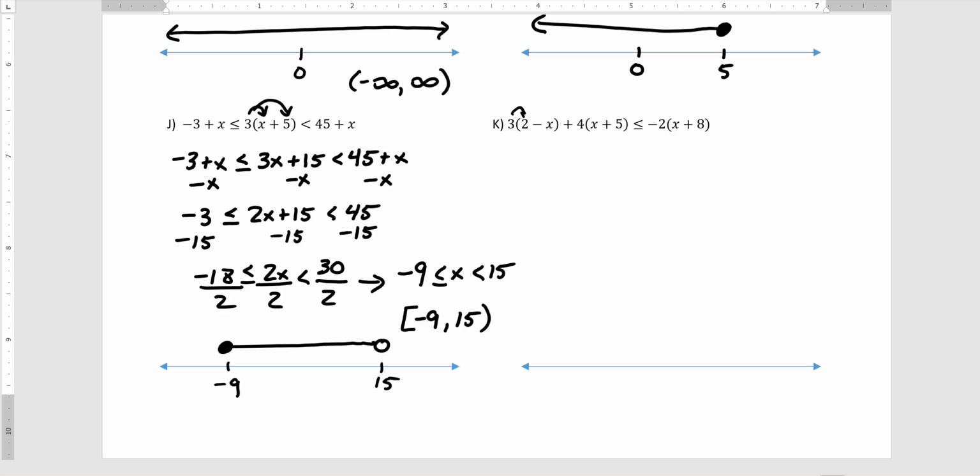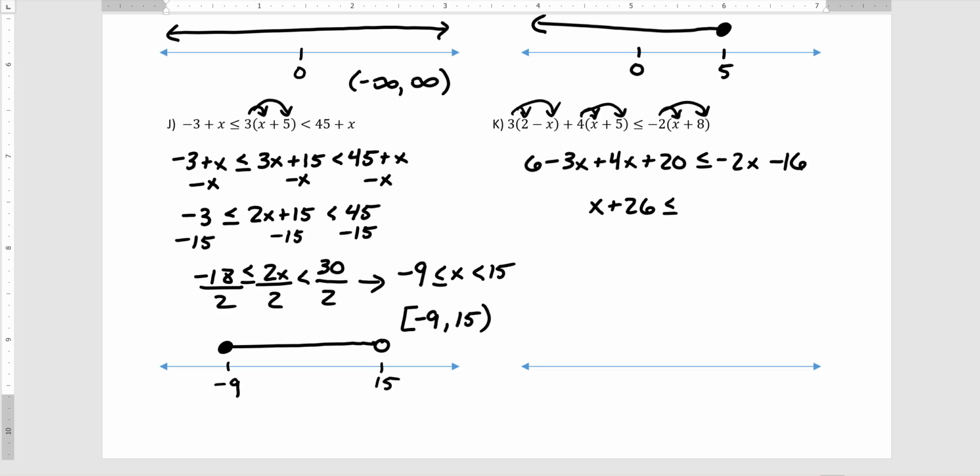Looking at letter K, got to distribute everything here. So we're going to have, oh goodness, check out this distributing that we got to do. 3 times 2 is 6. 3 times -x is -3x. 4 times x is 4x. 4 times 5 is 20. -2 times x is -2x. And -2 times 8 is -16. Combine some like terms. I have -3x plus 4x. That will give me 1x. I have 6 plus 20. That will give me 26. Less than or equal to -2x minus 16.